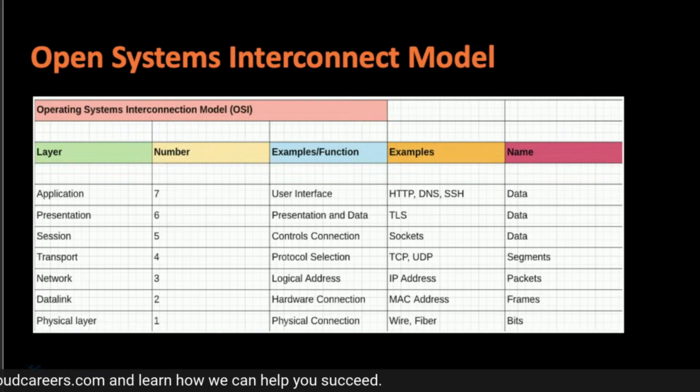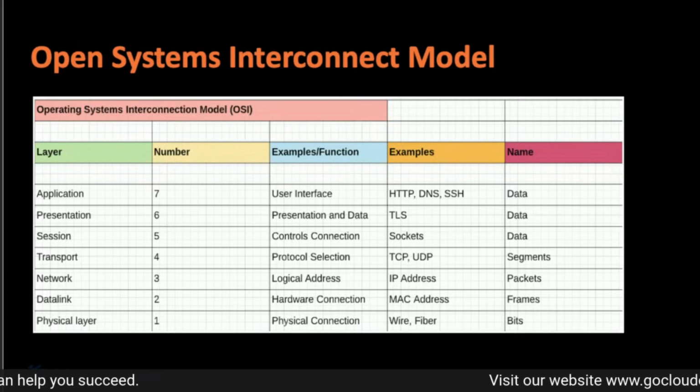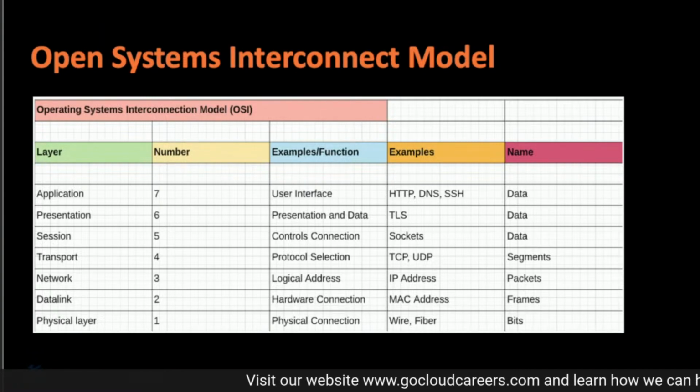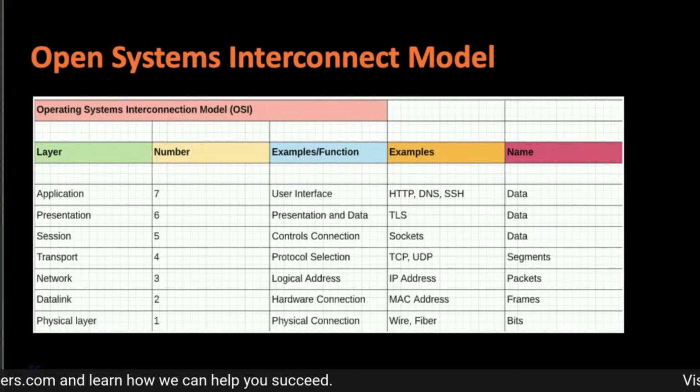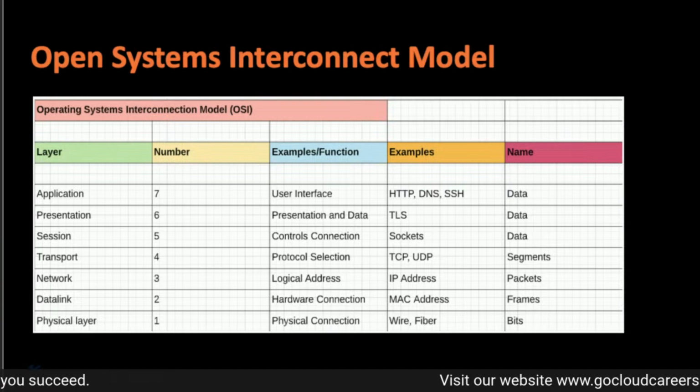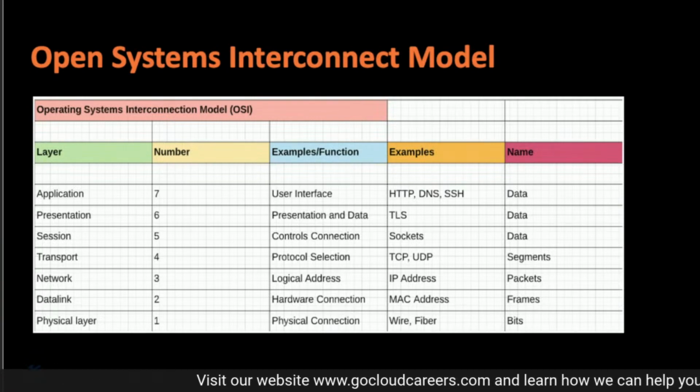Now, layer 3 is the network layer. This is logically addressed. So an IP address is a network layer protocol. An IPv4 address, an IPv6 address. In the old days, AppleTalk addresses, IPX addresses, all layer 3 addresses. So layer 1, physical cable. Layer 2, card or physical hardware. Layer 3, logical address.